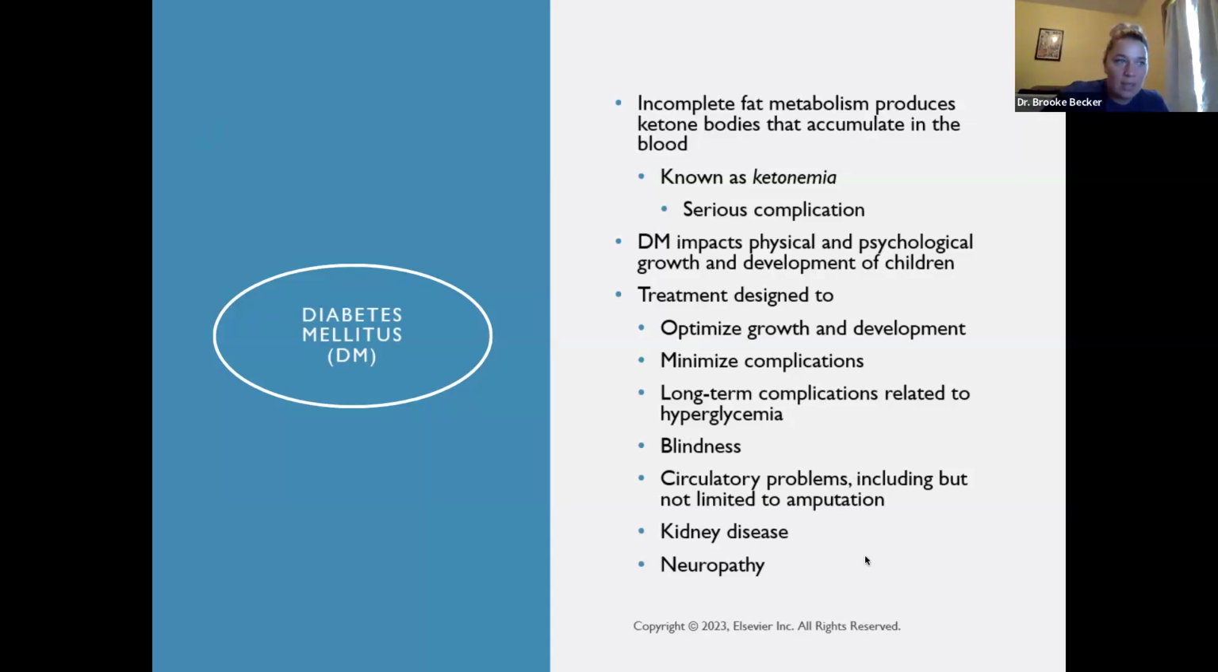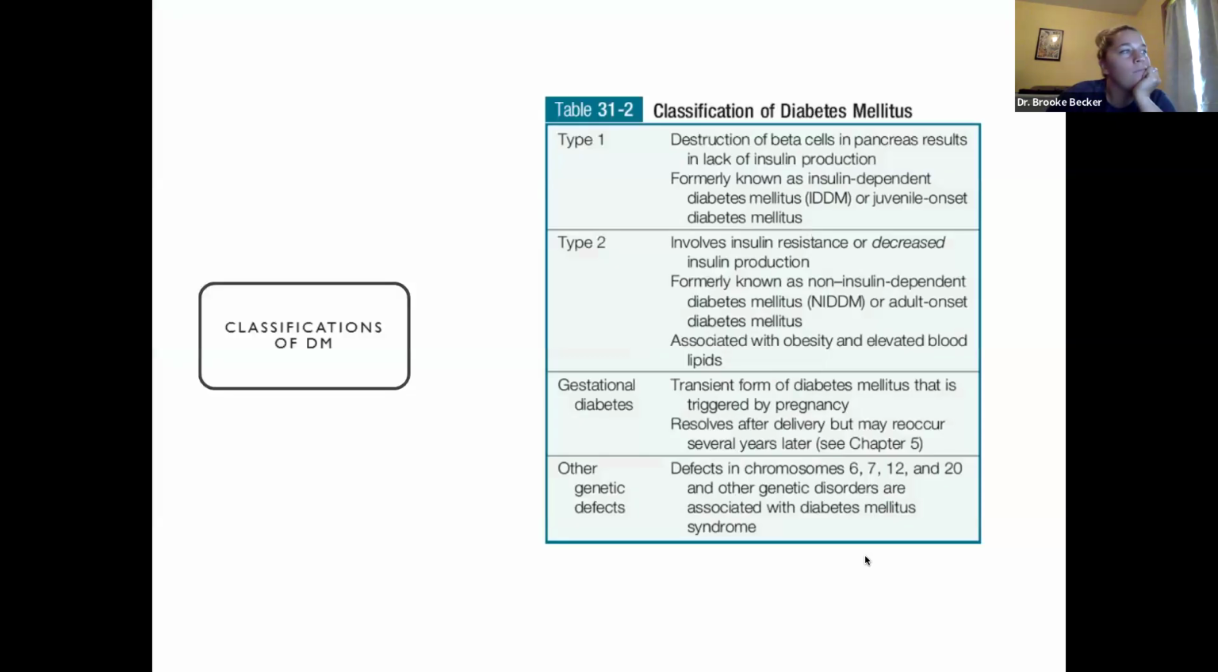So eventually, if diabetes mellitus isn't addressed, it can progress to blindness, and you can have long-term complications related to having hyperglycemia. So kidney disease, that's when you get the neuropathies and amputations and things. Here are the classifications. You guys can read this, so I'm not going to read it to you. Type 1 means they're going to be on insulin for their whole life because their pancreas does not produce insulin appropriately. Okay.